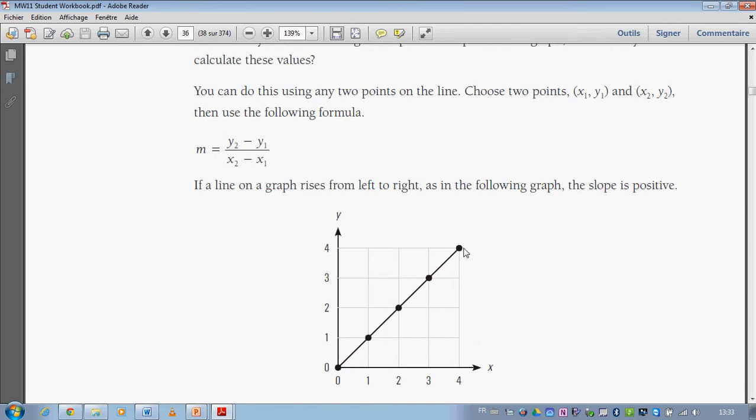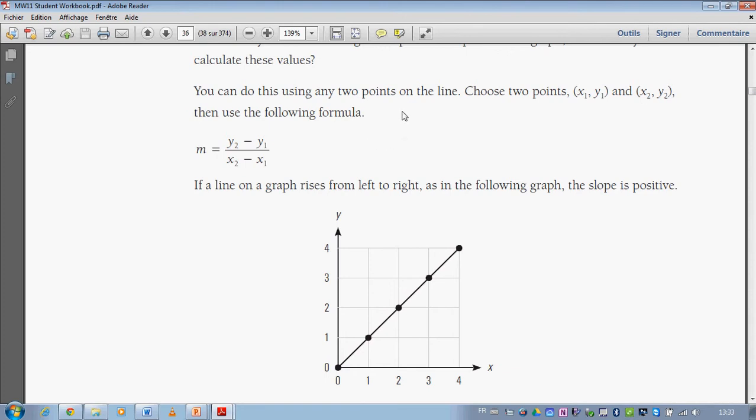So x2 would therefore be 4, and x1 would be right here, 0. So this would also be 4 minus 0. So here you've got 4 minus 0 over 4 minus 0. That gives you 4 over 4, and 4 divided by 4 is the same thing as 1. A slope of 1 means that for every vertical rise of 1, you're going a horizontal increase of 1, right?